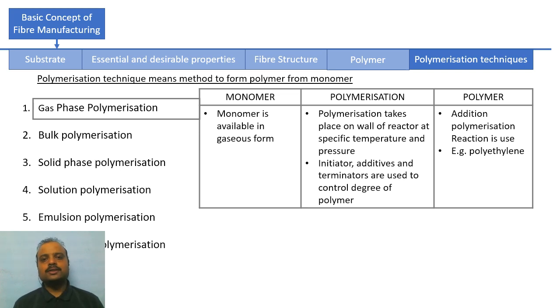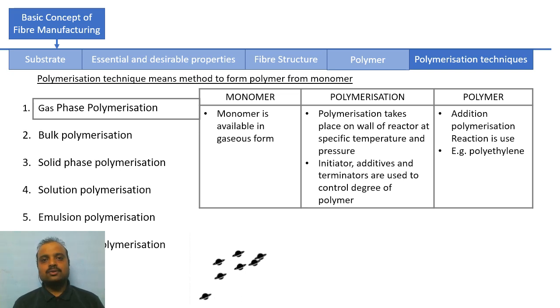This method is carried out when the monomer is in a gaseous state. When such a gas needs to be polymerized, polymerization takes place on the wall of a reactor at a specific temperature and pressure along with initiator, additives and terminators. This method is used to produce polyethylene like fiber.